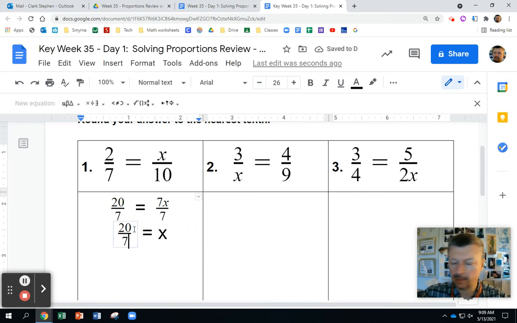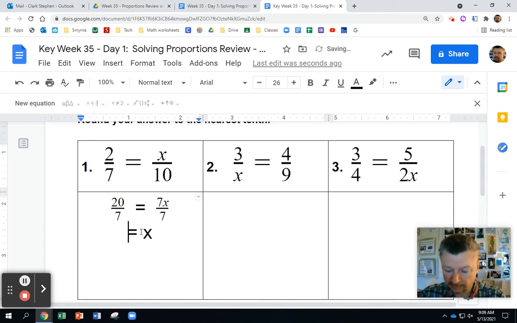Now we have 20 divided by 7. I better put this one in the calculator. I bet it's 2.9 though. 20 divided by 7. 2.85. And since it's 2.85, that 5 makes that 8 round up to a 9. If the number here is 5 or above, this number goes up. So that goes up to a 9. There we go, 2.9.